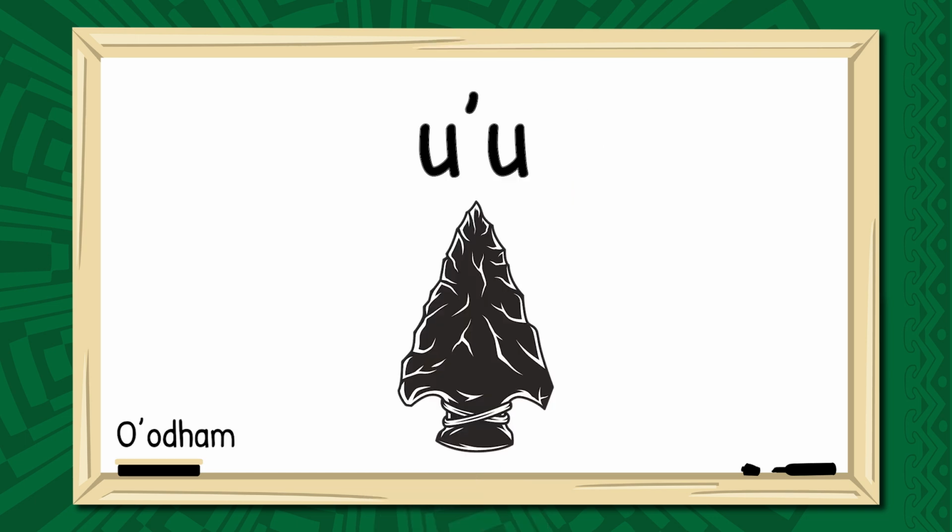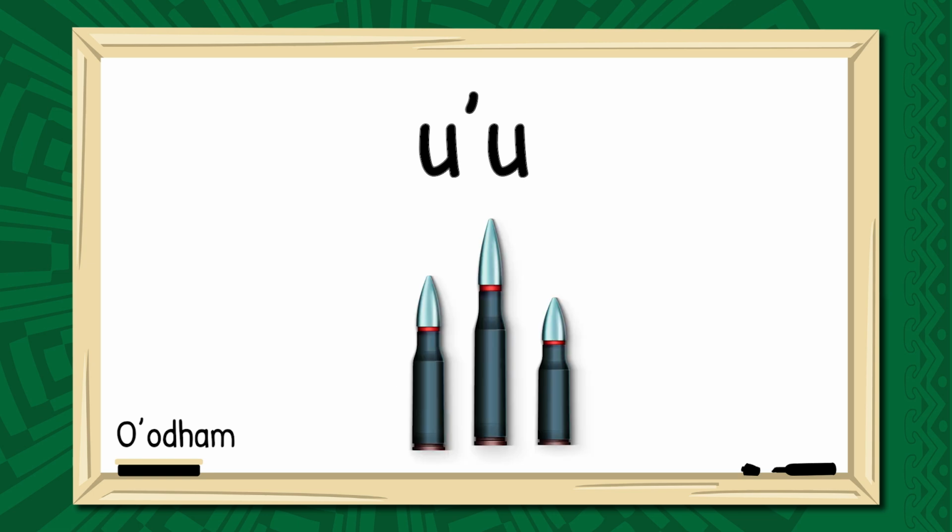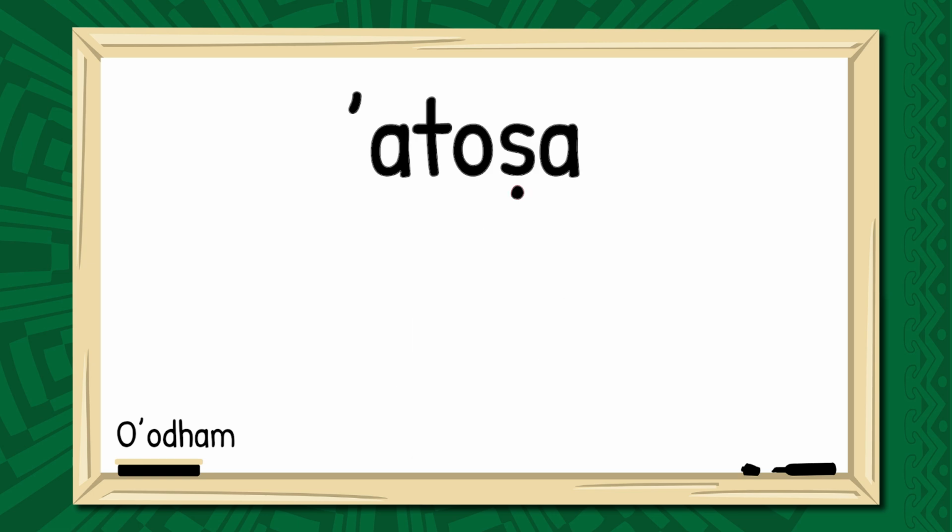This word originally meant arrowhead, but just like the Piipaash example, expanded to include bullets. Another example is the O'odham word atosha, which, exactly like the Piipaash example, originally meant breechcloth. The meaning of this word has also expanded to include diaper, which is now more commonly heard. Those are pretty straightforward examples of words that have expanded in meaning to include new items.